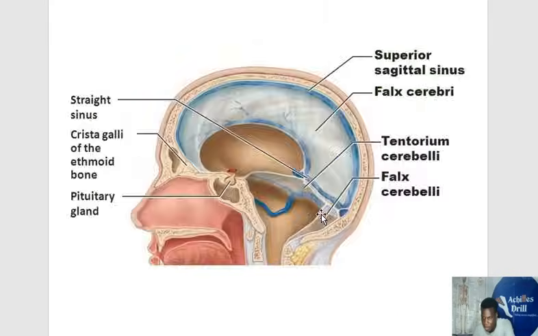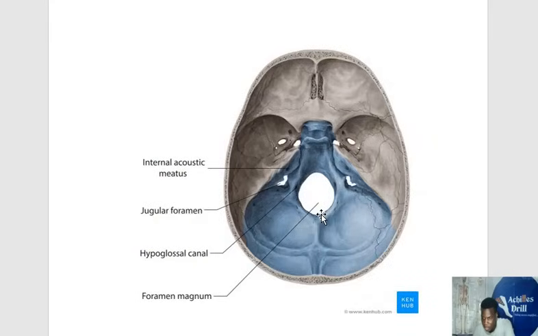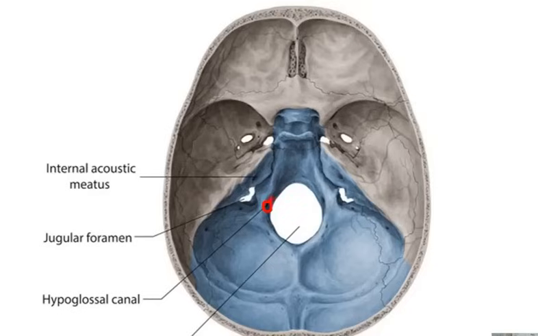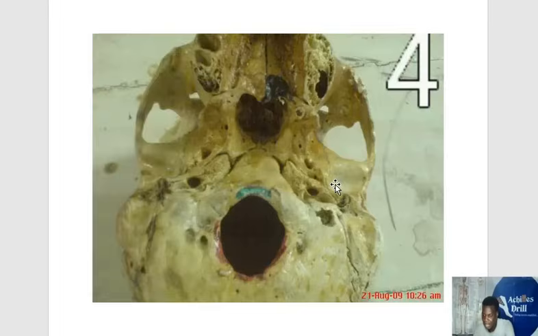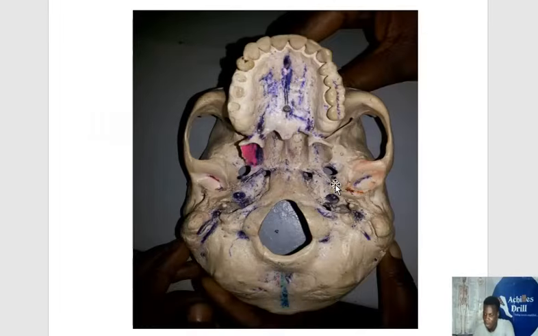I should have a better picture of it, a textbook picture at least. Yeah, we have the hypoglossal canal here. We are seeing it from inside, from the base of the skull. The hypoglossal canal is basically associated with the hypoglossal nerve. All right, so that's that about that.